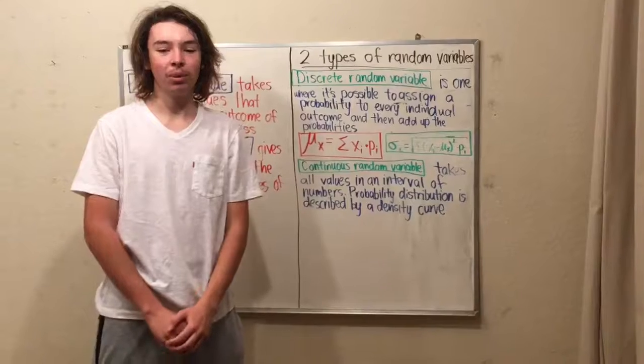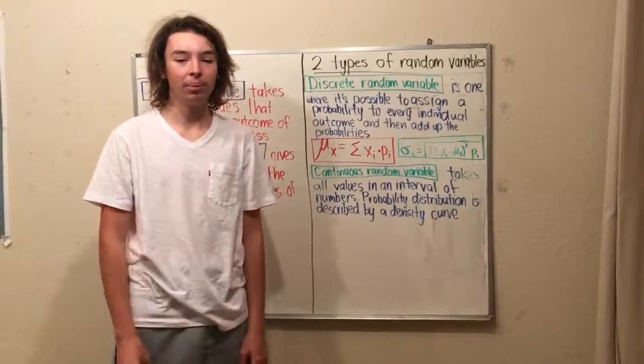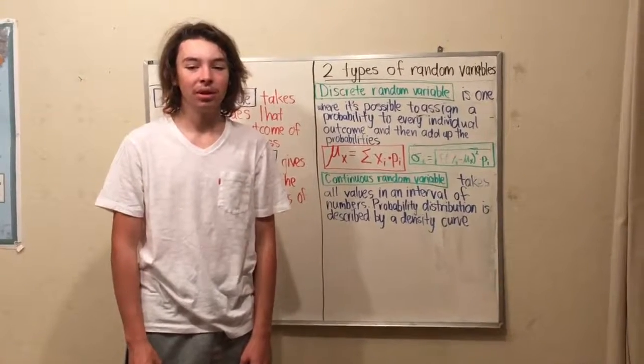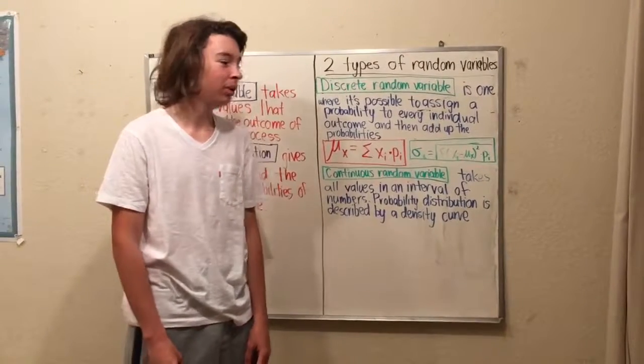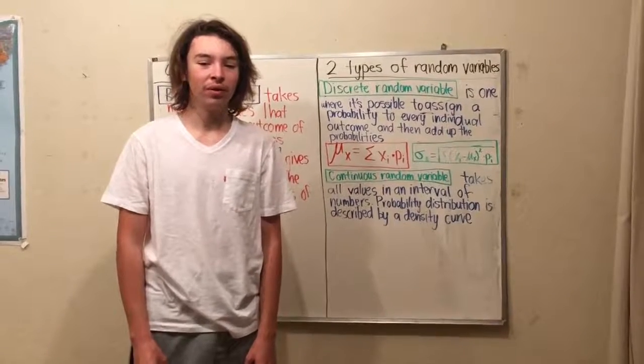A discrete random variable is one where it is possible to assign a probability to each individual outcome and then add up all the possibilities. What this means is that there are a finite number of outcomes and the probability for each outcome is between 0 and 1, and the sum of the probabilities for all events is 1.